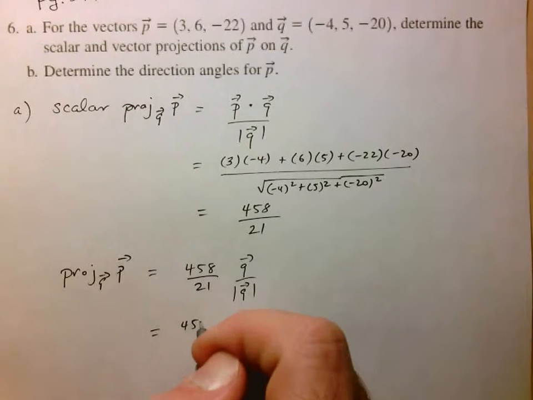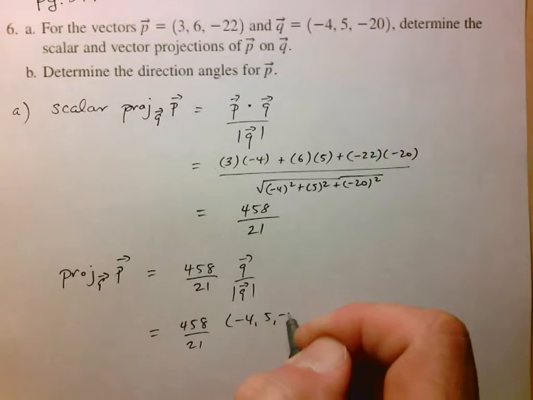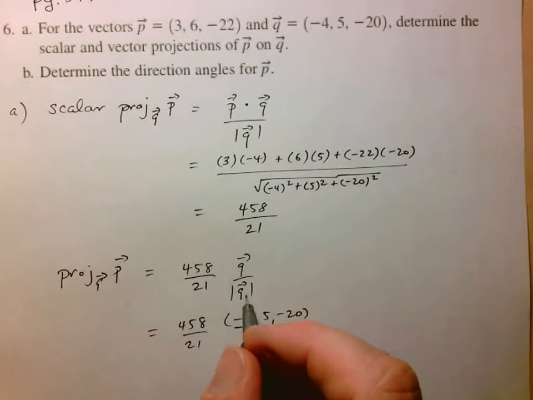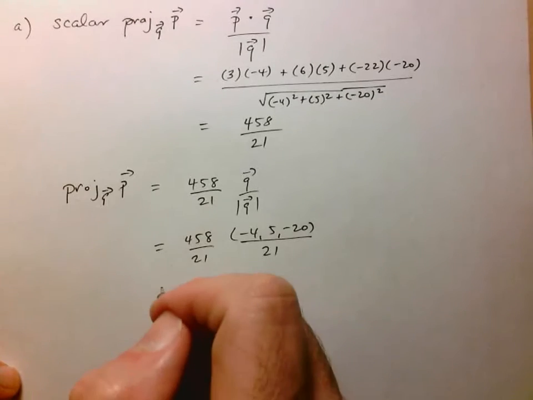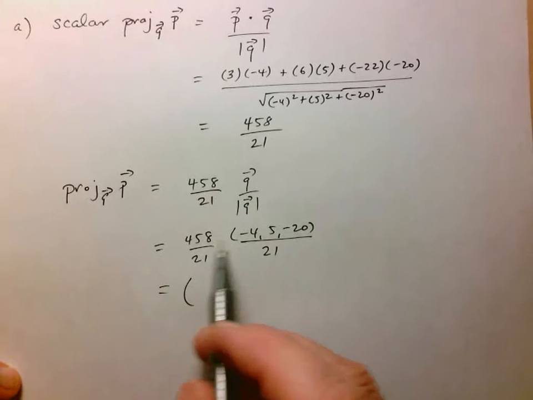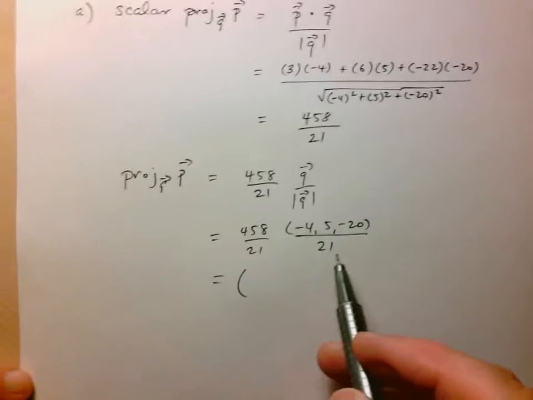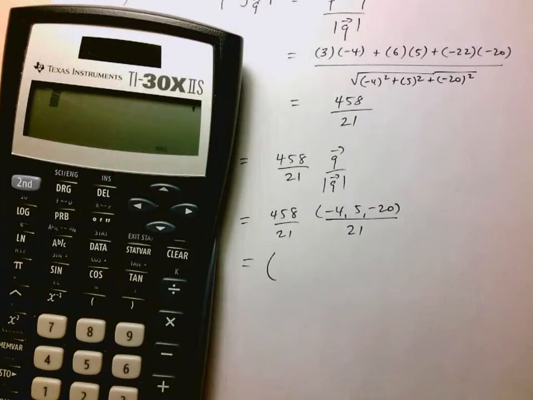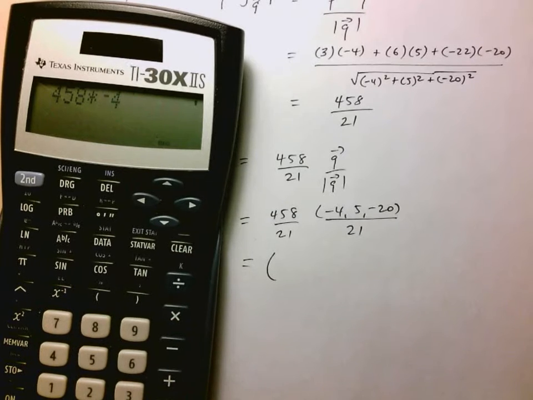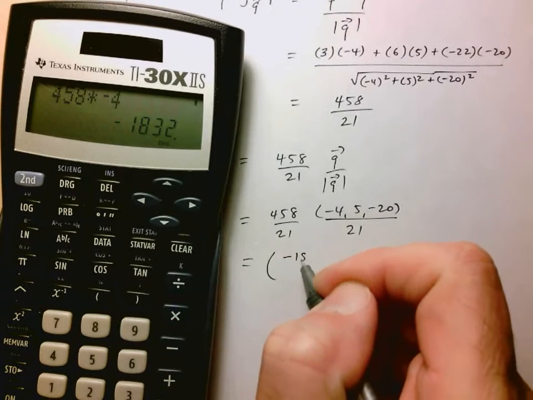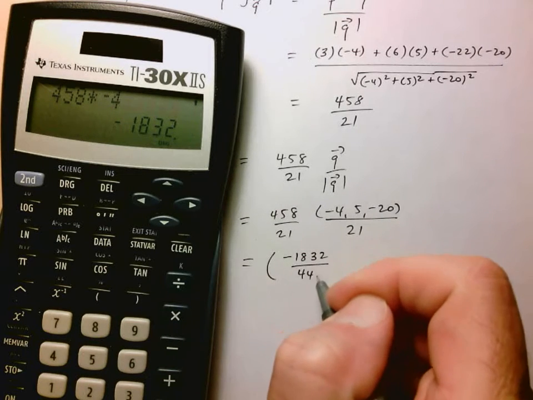So here we have 458 over 21, times Q, which is -4, 5, -20, over the magnitude of Q, which we already found was 21. It doesn't look like I'm going to have any simplification when I divide out the 21 squared. So let's calculate the individual components. We have 458 times -4, so -1832 over 21 times 21, which is 441.